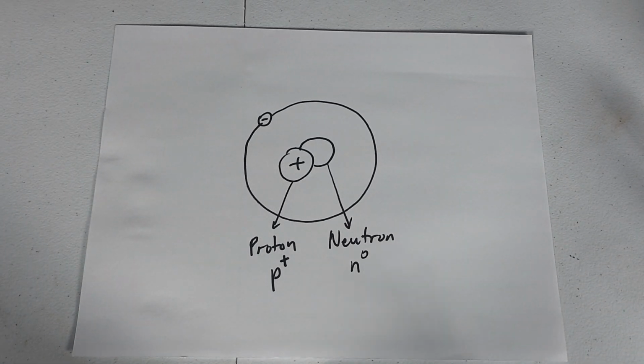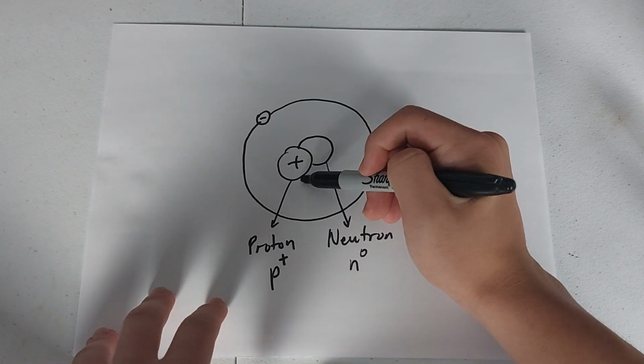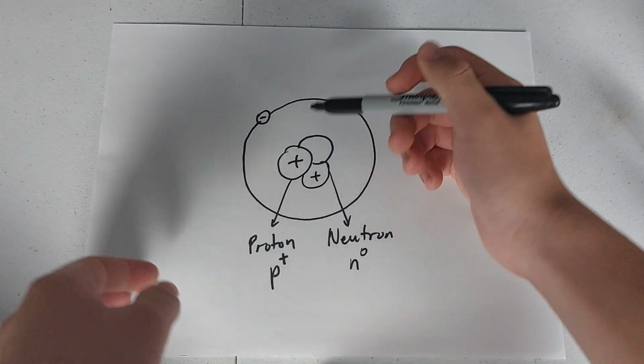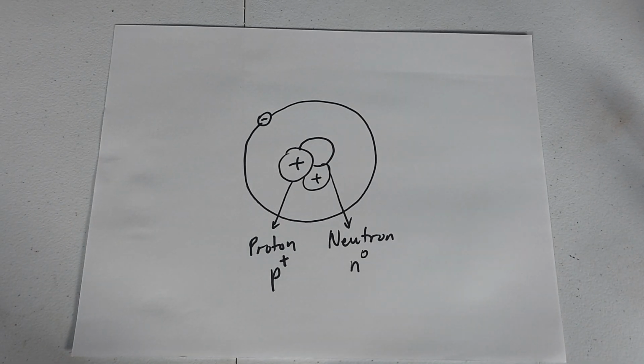The neutron also has this role where they try to keep all the protons together. If I add another proton to this atom here, the protons would definitely want to separate from each other. And the neutron's job is partially to hold those guys together.